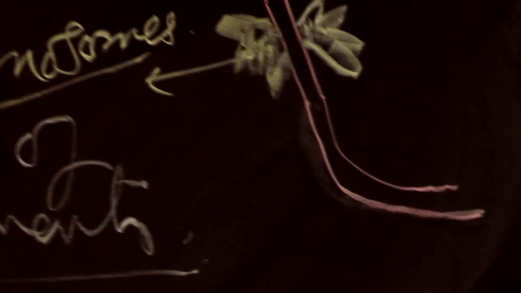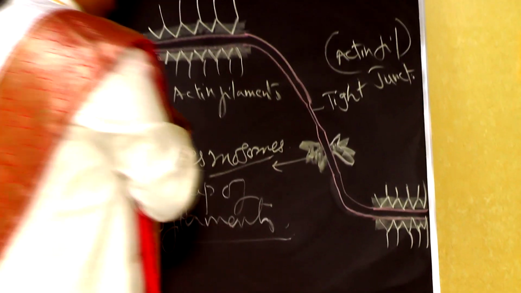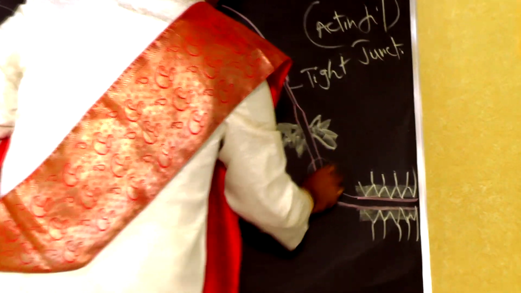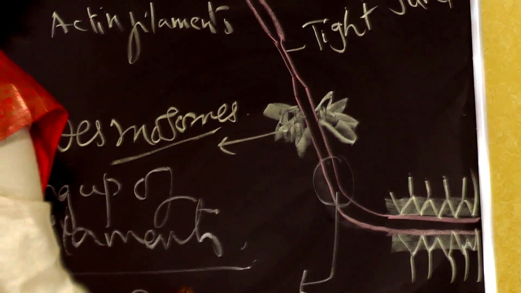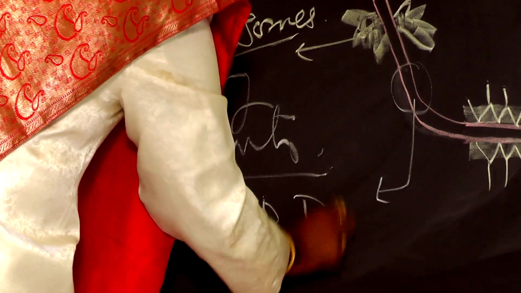So here you are getting the gap junction. Now again, we have got the cell membrane. Now you have got the dense cytoplasm. Here you have got the actin filaments, right? These are the actin filaments, what you are able to see. Here you have got the gap junctions. So here you call them the gap junctions.